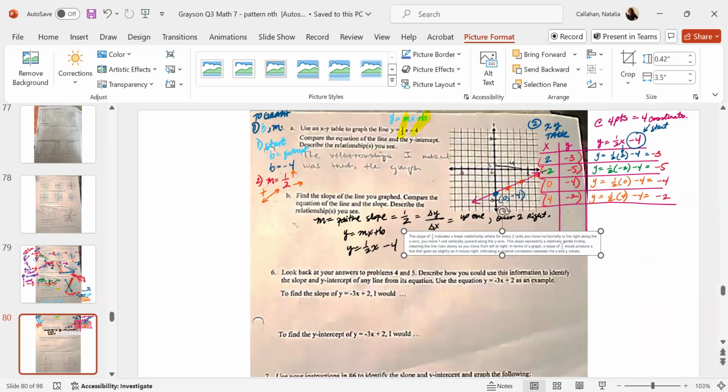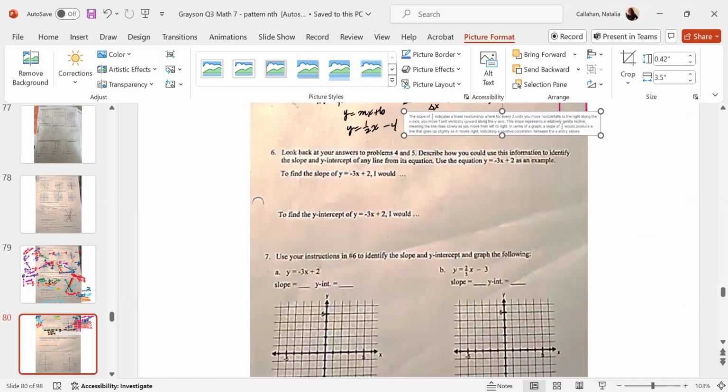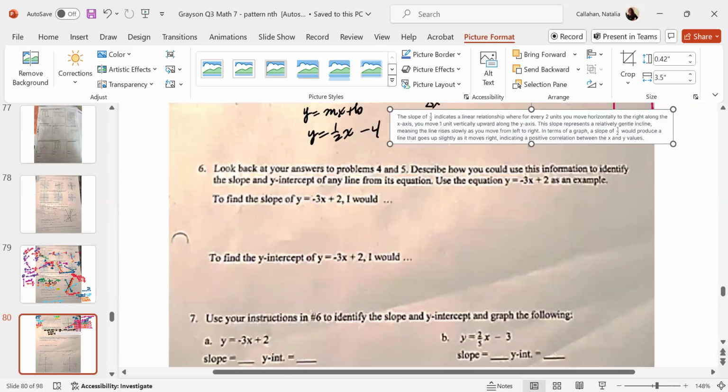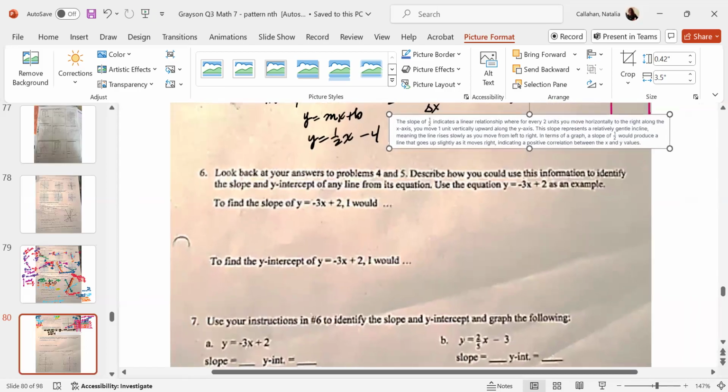I have about 17 more minutes left. All right. Look back at your answer for problem 4 and 5. Describe how you use this information to identify a slope and y-intercept of any line from its equation. Use that equation as an example. Okay, to find the slope of this equation, what would you do to find the slope?